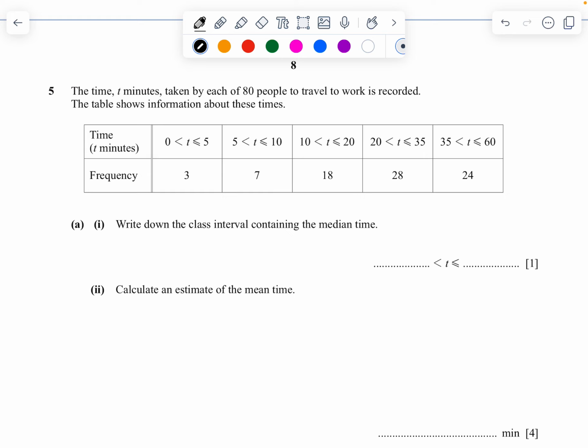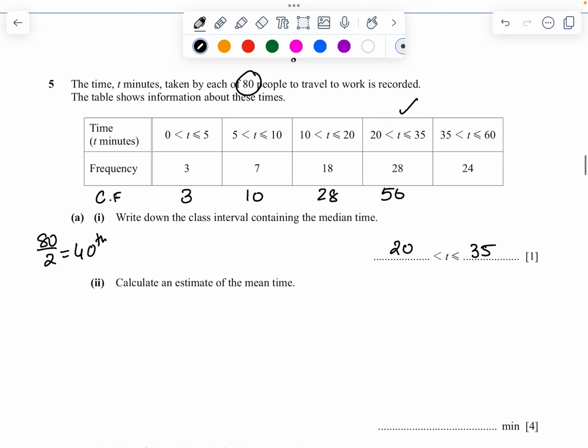Question number 5. The time T minutes of 80 people is given. The table shows information about these times. Write down the class interval where the median is. 80 divided by 2, so the 40th person. We'll find the cumulative frequency: 3, 10, 28, 56. So the 40th person will be between 20 and 35.